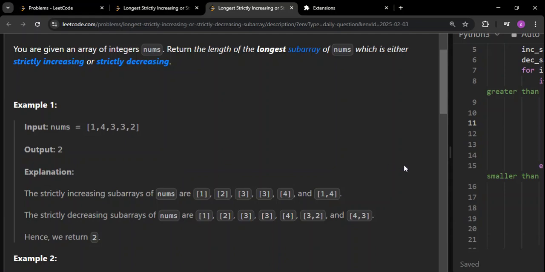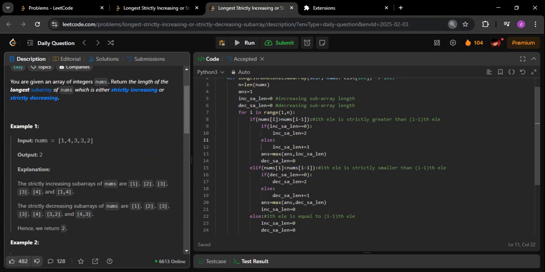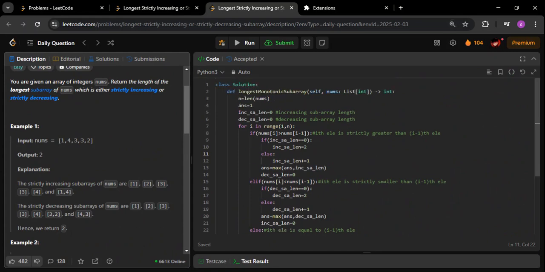Now, how to solve this question? See this part. Let me zoom out, it's going to be very, very simple. I am just going to use an O of n solution. Time complexity is going to be O of n, and space complexity is going to be O of 1. We are not using any extra space, but in time complexity it is going to be O of n because we have to go through every element.